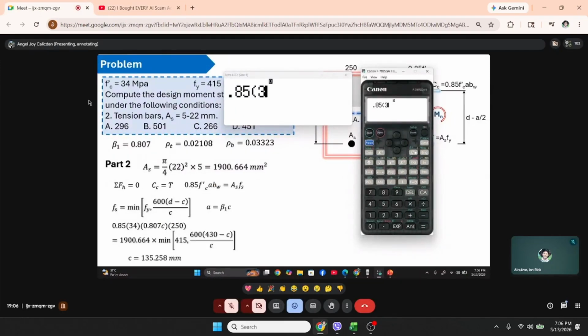0.85 times 34 times 0.807 alpha x times 250 equals 1,900.664 times minimum, apps, 415, shift, close parenthesis, 4 comma, then 600 times 430 minus alpha x over alpha x. Shift solve.